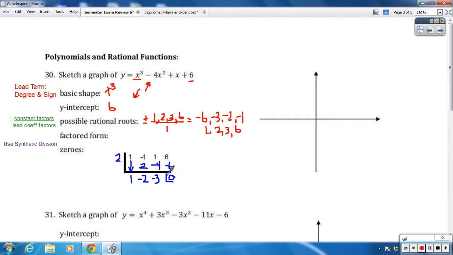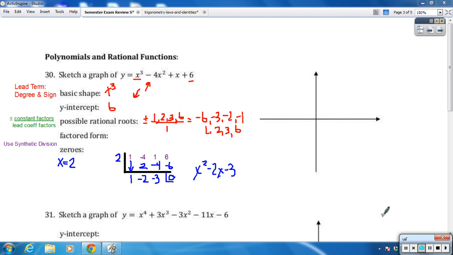Ultimately, you know you've found a zero when you have a 0 at the end. This is good for us because I know that one of my zeros is at x equals positive 2. Since I have a cubic, that means I have 2 other zeros that I need to find. I could either continue with my synthetic division if you want to, or, since I only have 3 coefficients left, that's a quadratic. So I could rewrite it as a quadratic, or you could continue doing synthetic division.